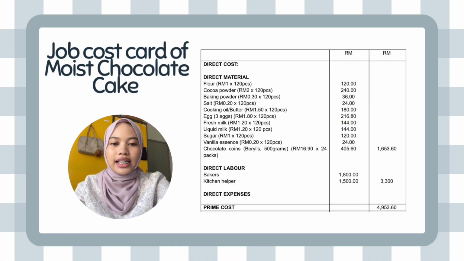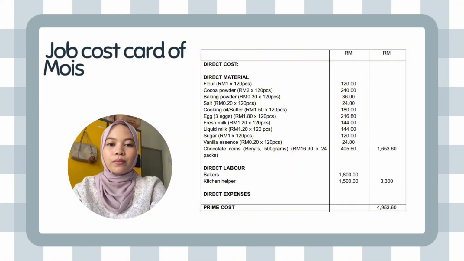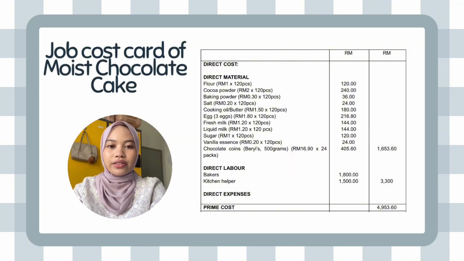1,653 ringgit and 60 cents. For direct labor, the salary for bakers is 1,800 and kitchen helper is 1,500, and the total direct labor is 3,300. There are no direct expenses for moist chocolate cake, so the prime cost is obtained from the total of direct materials and direct labor, which is 4,953 ringgit and 60 cents.